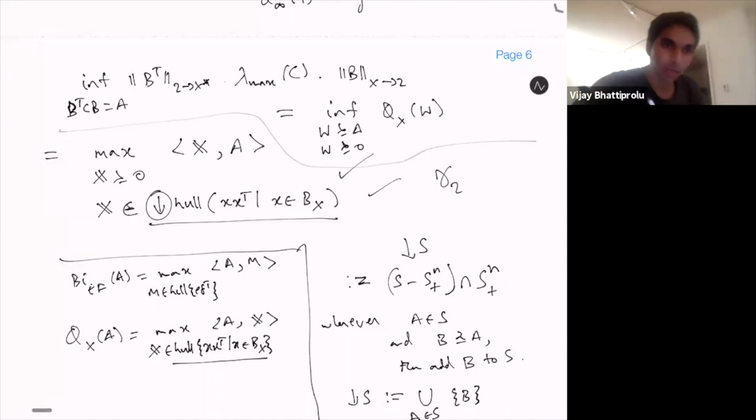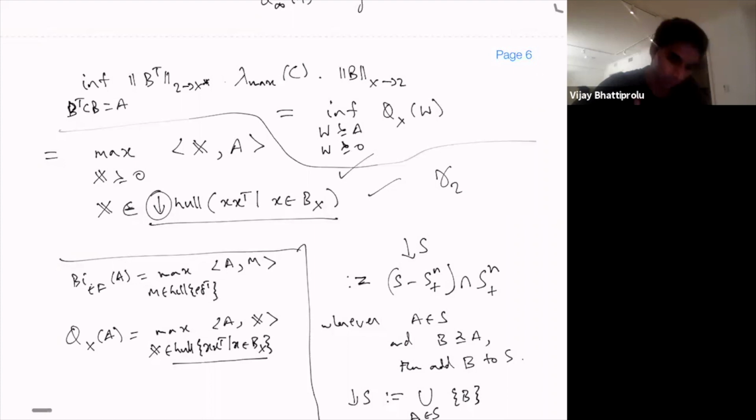Okay, I'll prove this in a moment. The proof just comes from the following substitution. Basically, I guess you take B to be W to the negative half.